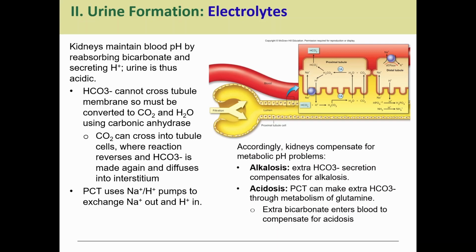And then with the proximal convoluted tubule, we're going to use sodium hydrogen pumps to get sodium out and hydrogen in. Again, we will compensate if we have some metabolic pH problems like alkalosis and acidosis. If we are in alkalosis, we're going to get rid of more bicarbonate to try to compensate, and if we're experiencing acidosis, we will make more bicarbonate, basically using glutamine to push that into the bloodstream to try to compensate.